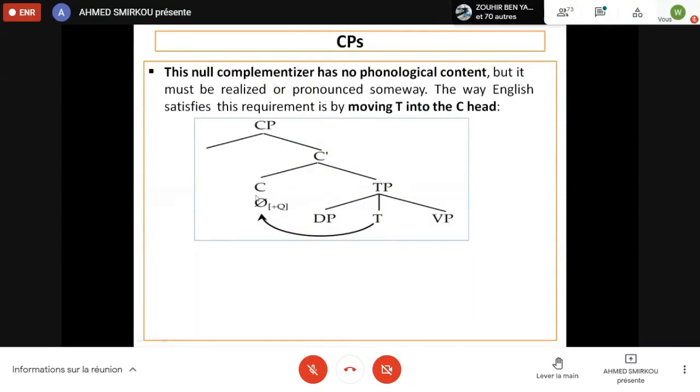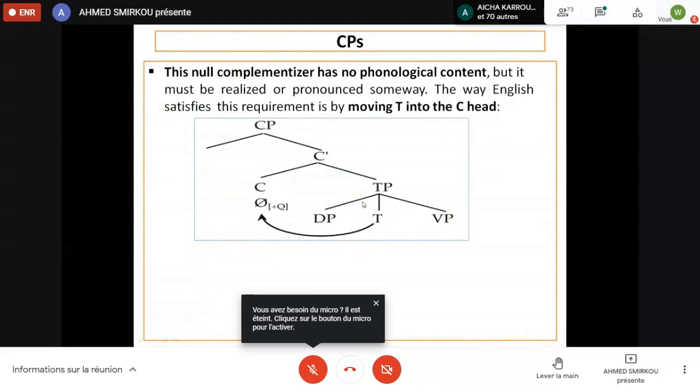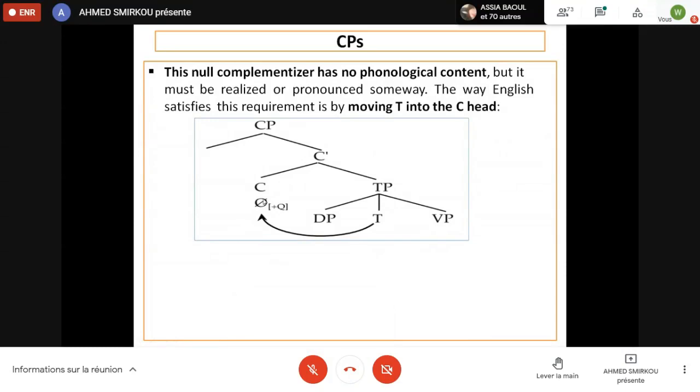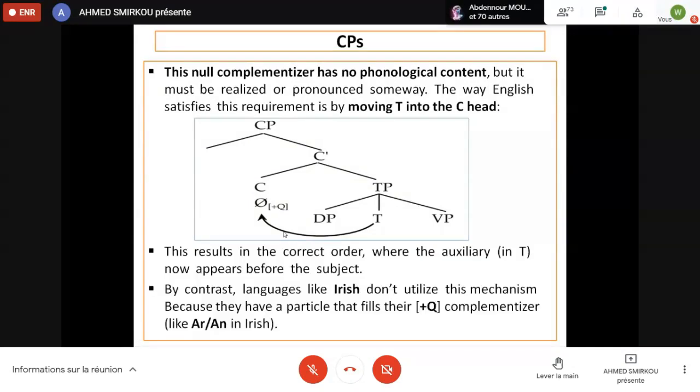So when we have "if", we write "if" under C, which means that C is already filled with "if". So why do you need to move T to C, when under C you already have "if"? I'm explaining syntactically why there should be no subject-aux inversion with "if", because "if" takes the position of the complementizer, and if you use subject-aux inversion, you must move T to C. There's no need to move T to C, since C is already filled with the complementizer "if". You see? But here, T moves to C because there is nothing under C. Is it clear?